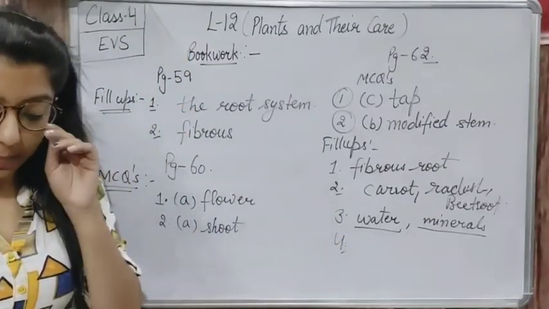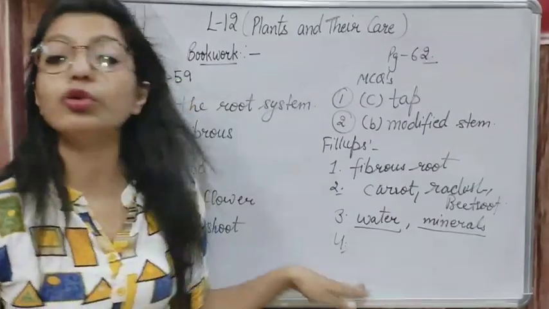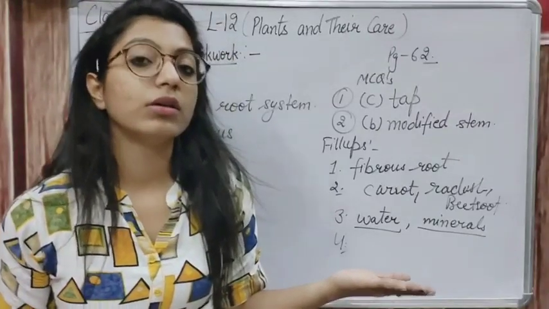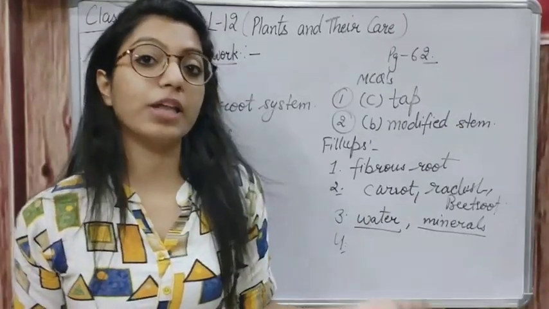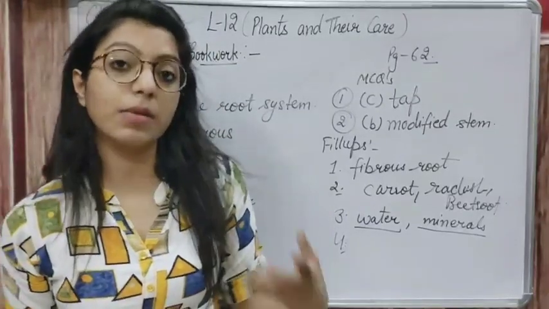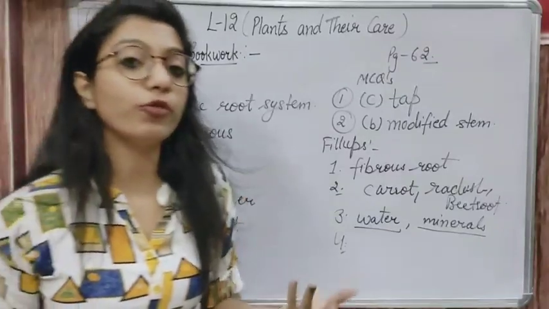Then the fourth fill-up is, the dash manufacture food for the plant. Who manufacture food for the plant? What is the meaning of manufacture? Manufacture means banana, right? To make something. So, the dash manufacture food for the plant.